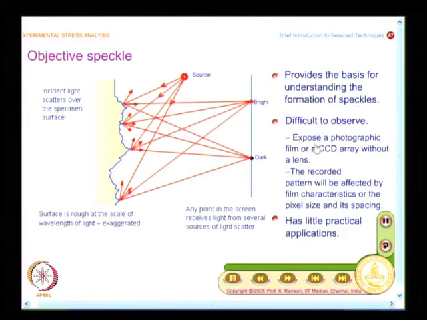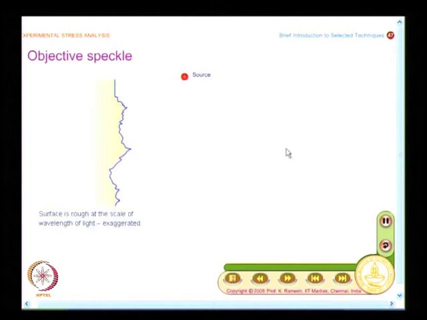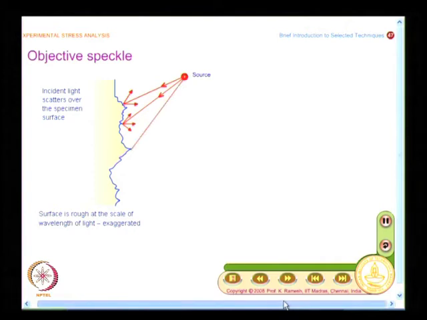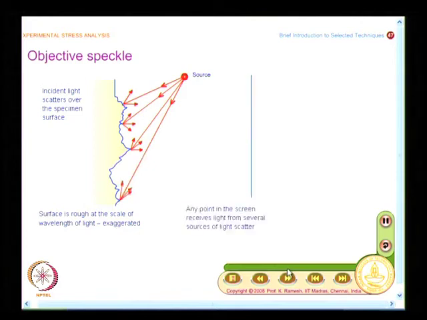So, you need to have a photographic film exposed, okay, and that is how you have to do it, and this shows how the whole speckle gets formed, and this shows the animation again. Because if you understand this, then your appreciation of speckle methods becomes a lot clearer.